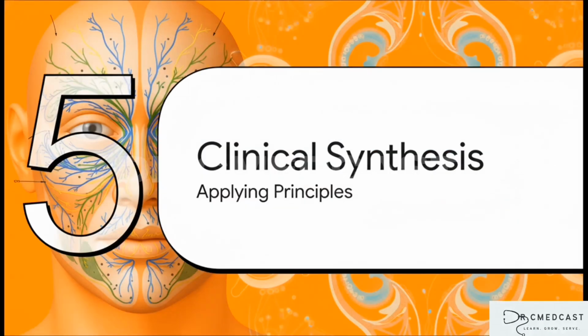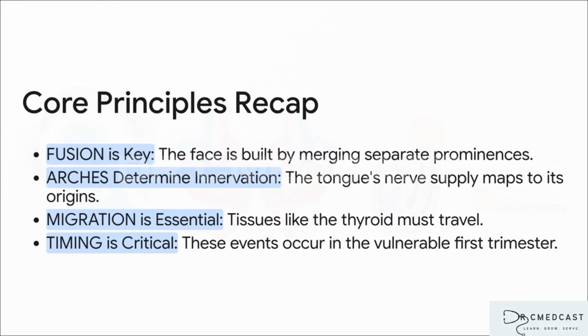Okay, let's bring it all together in our clinical synthesis and review. The whole goal here is to apply these embryological principles to solve clinical problems, which is exactly how you're going to be tested on this material. So, what are the big universal rules we've uncovered? First, fusion is key. The face is literally built by merging separate parts. Second, the pharyngeal arches dictate innervation. The tongue's nerve supply is a direct roadmap of its origins.